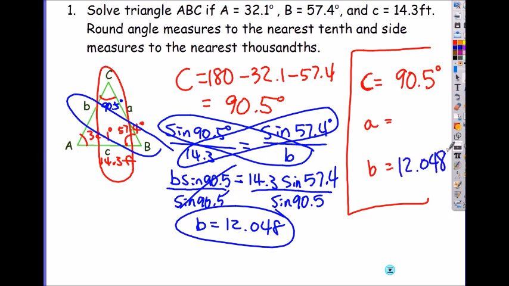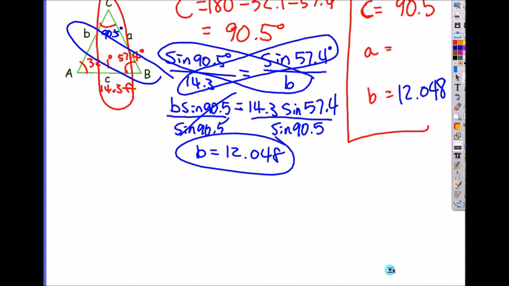12.048. Okay? What would you do to solve for A? You will do exactly the same thing. And now you have B, but still, go ahead and use sine of A over A, because that can be wrong, right? They gave you the length A.